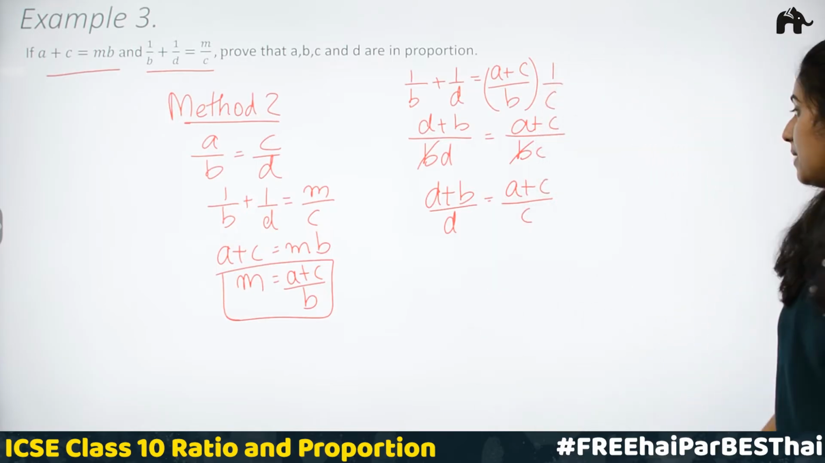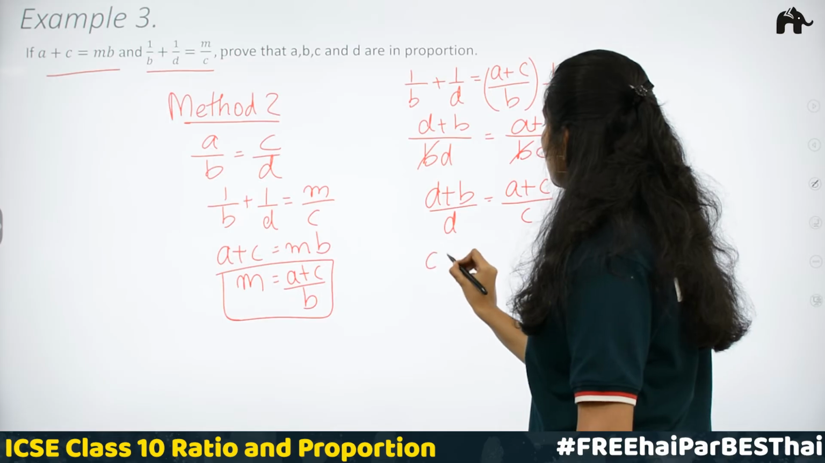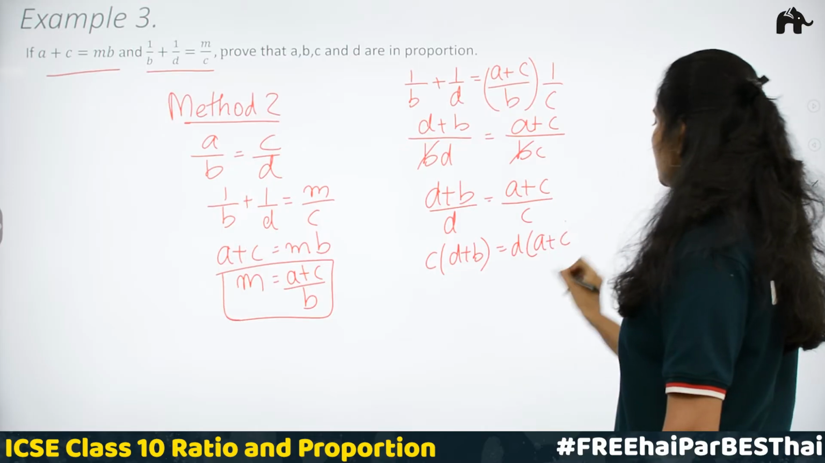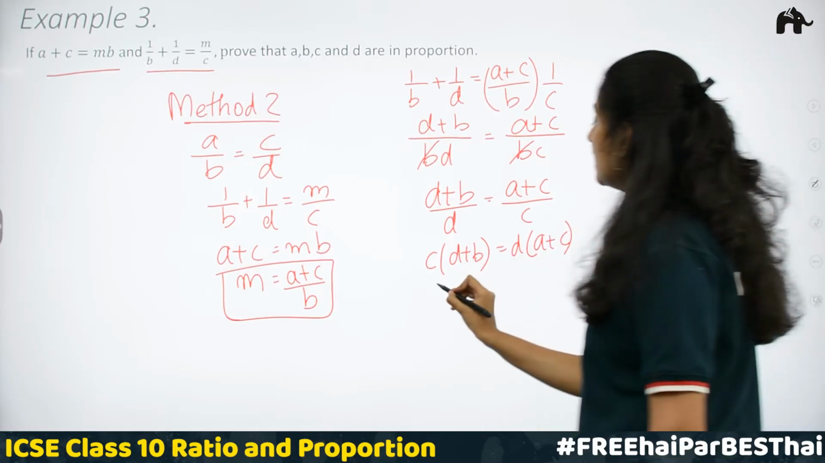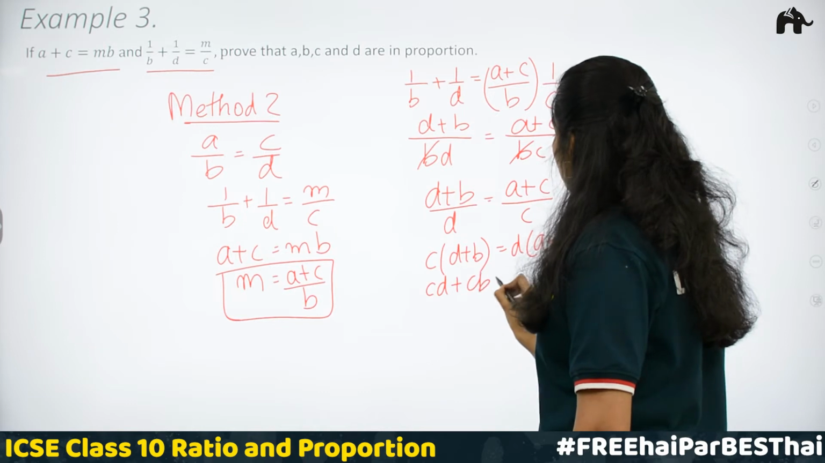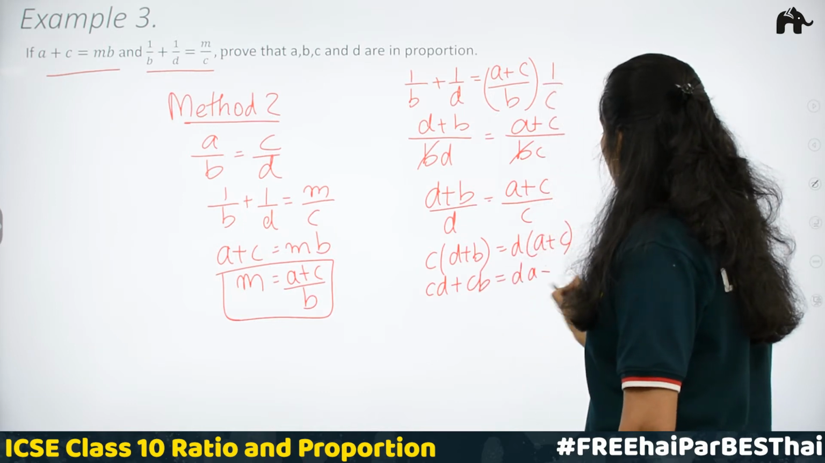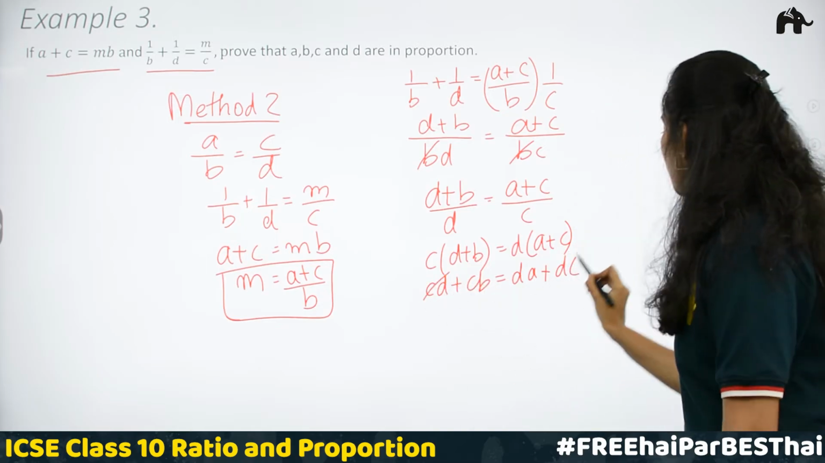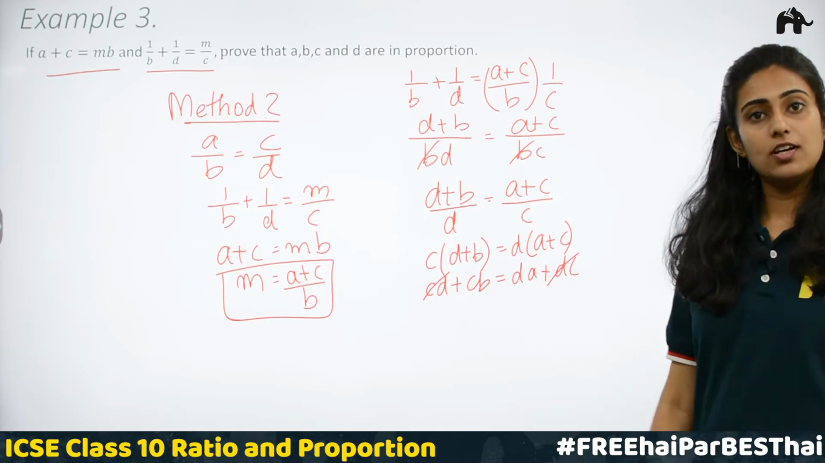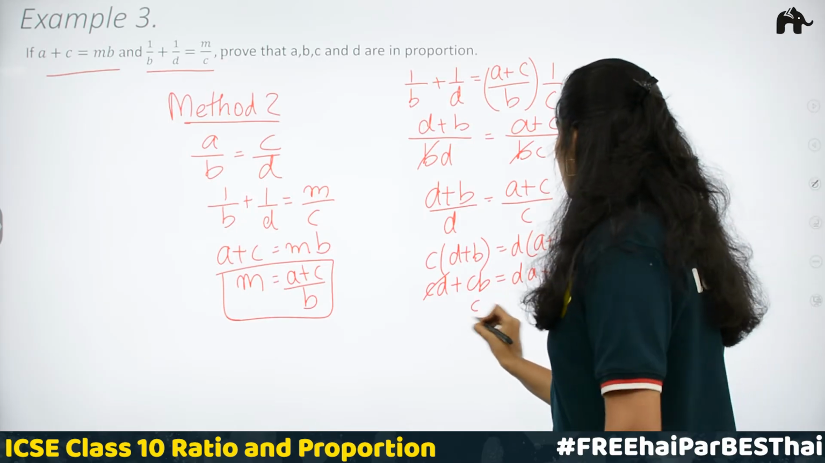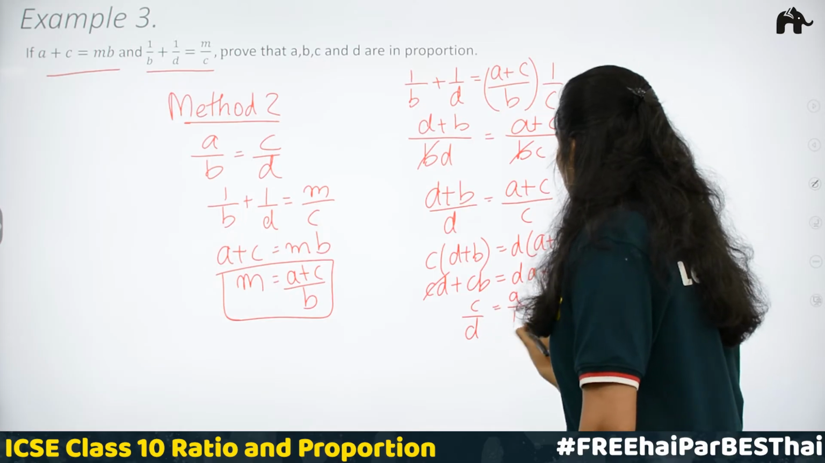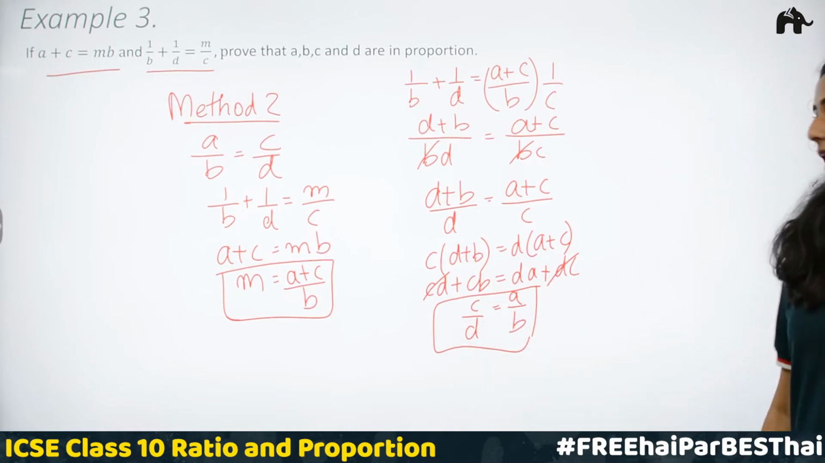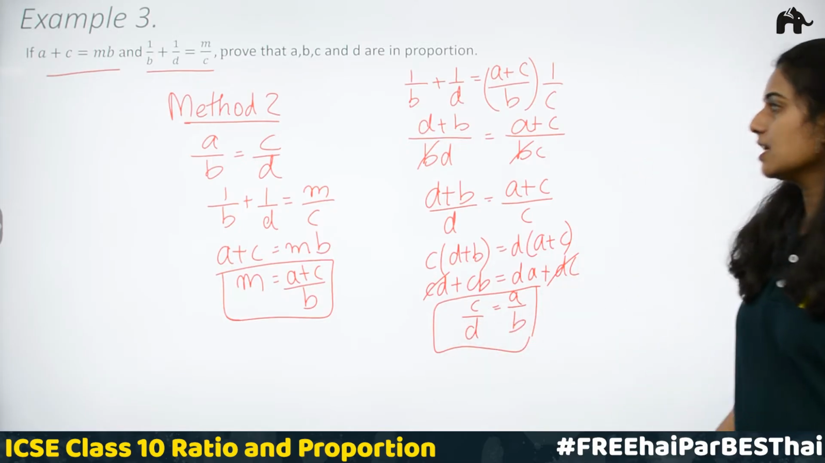Next step, cross multiplying, we get C into D plus B is equal to D into A plus C. Removing brackets and multiplying, CD plus CB is equal to DA plus DC. DC and CD are the same, which can be cancelled. We have CB is equal to DA or C by D is equal to A by B. This is the required form. A by B is equal to C by D. Any of these two methods you can use, whichever is comfortable to you.